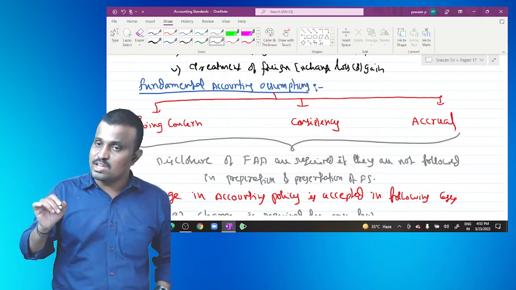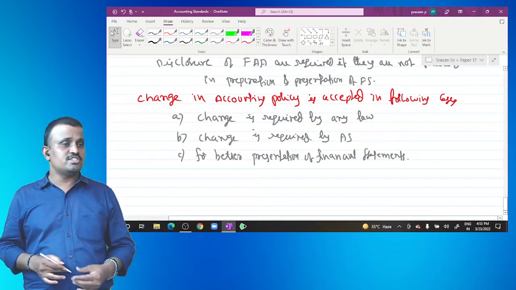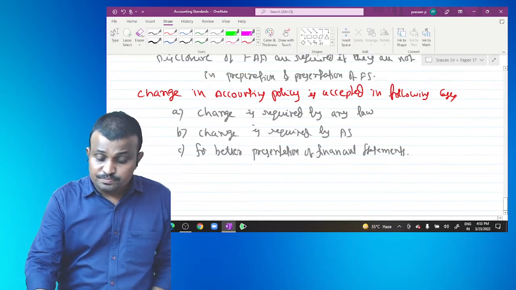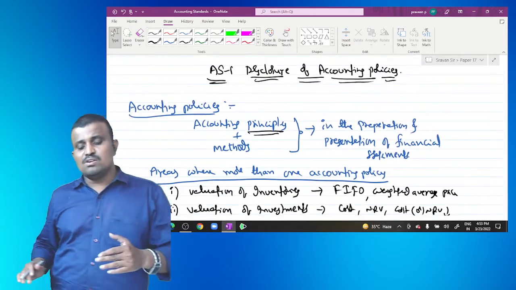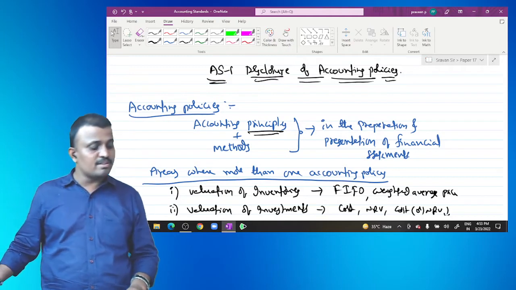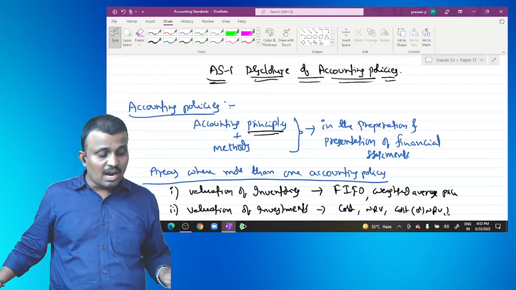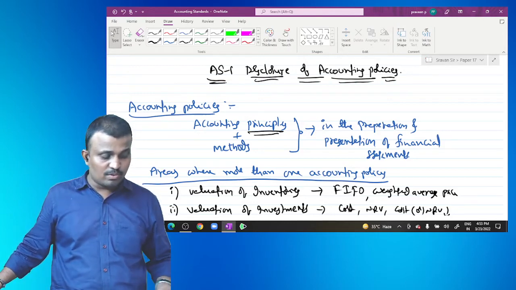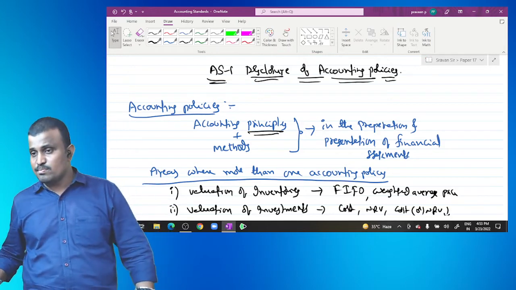Fundamental accounting assumptions. Next, this is the change in accounting policies. And the next one. Here we already discussed that we have a number of areas where more than one accounting policy is available, and we have the free hand to select any one of the accounting policies.